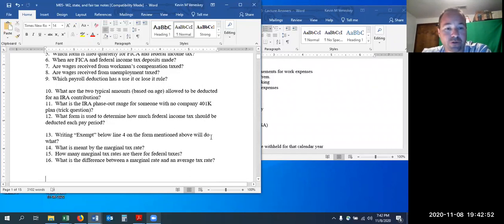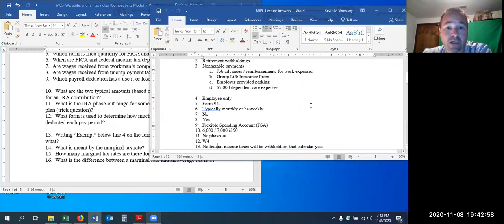What form is used to determine how much federal income tax should be deducted each pay period? Well, that's where the employee is going to fill out that form W-4. And then the employer would use that publication 15-T to actually go in and calculate how much taxes are taken out.